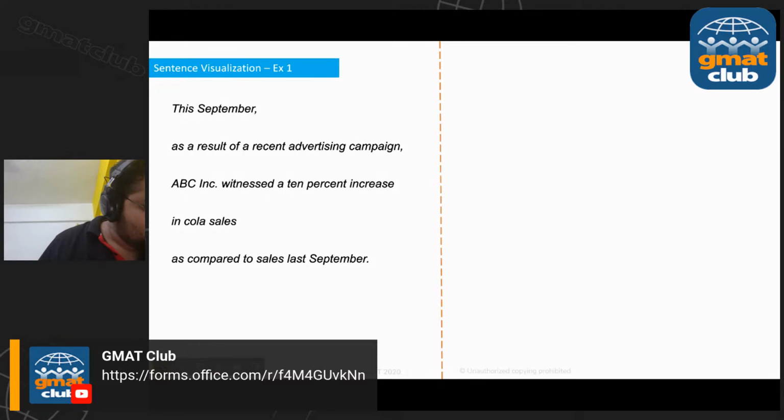So meanwhile, I'm just going through the responses. I can see that most of you got the first question right. Most of you got the second question right as well, though I do see some interesting results in the third question. So we'll get to that. Now, let's talk about how do you visualize a sentence like this.